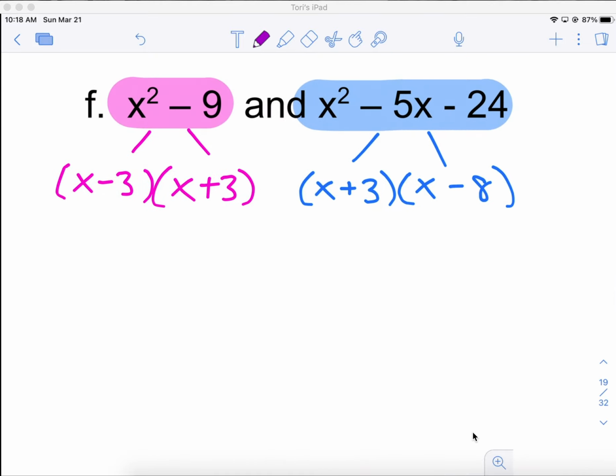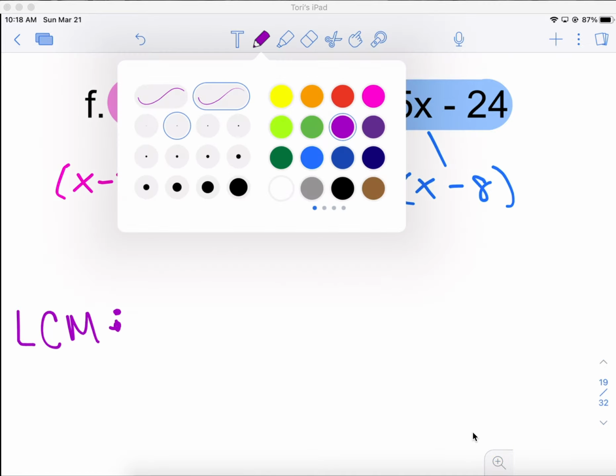For F, I have factored out the pink one. It's a difference of squares, x plus 3, x minus 3. For the blue, I have factored it out into x plus 3, x minus 8. Remember, factoring is super, super critical in this.